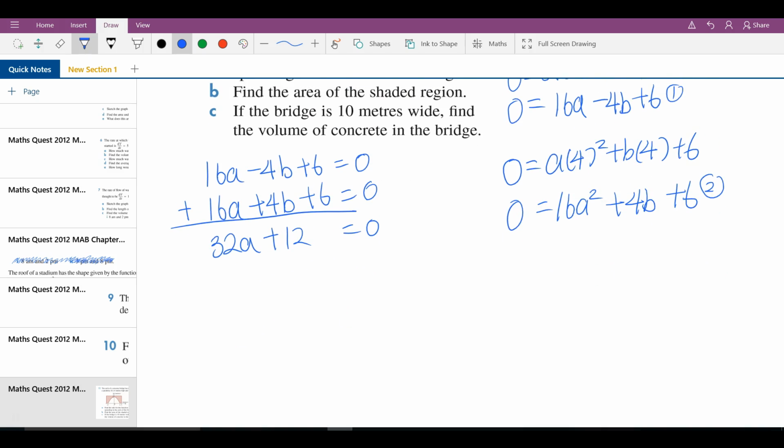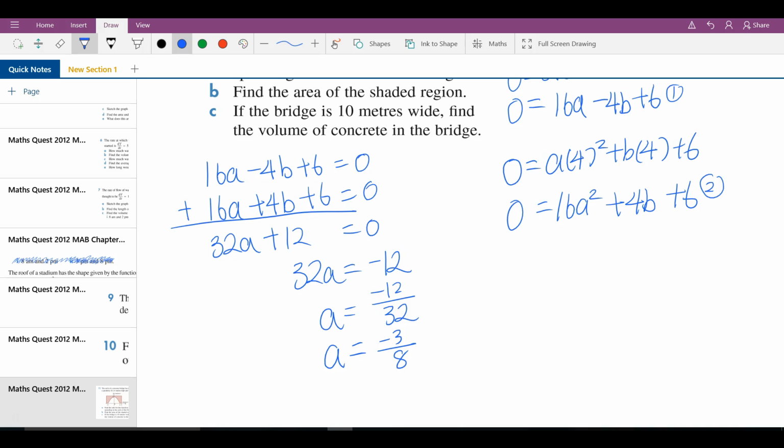All right, let's move the 12 to the other side. So 32a is equal to -12. Right? And a will equal -12 over 32. And I think we can simplify that, taking the common factor 4 out. So it'll be -3 over 8. Yeah, that would be our a.